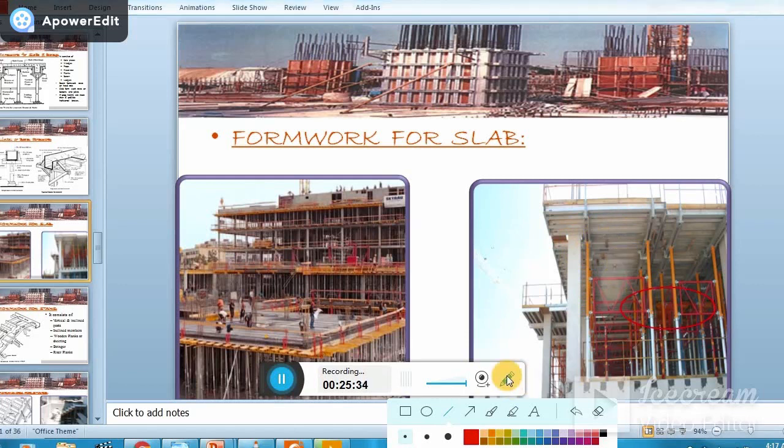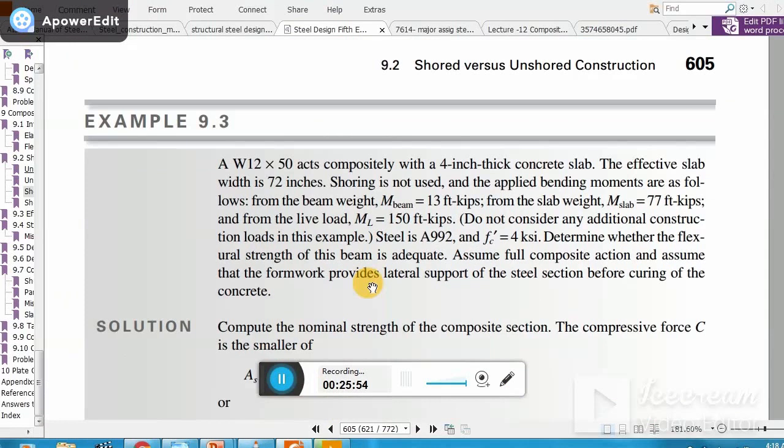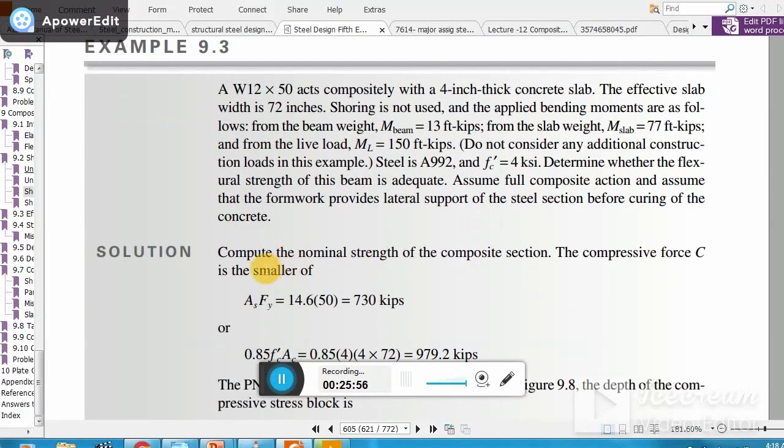So at the initial stage, when the concrete is not cured, the beam is responsible for taking its own weight, this formwork weight, the slab weight, and the construction weight. But the construction weight is zero because they say no construction loading will be considered. So let us start. Here you see, compute the nominal strength of the composite section.